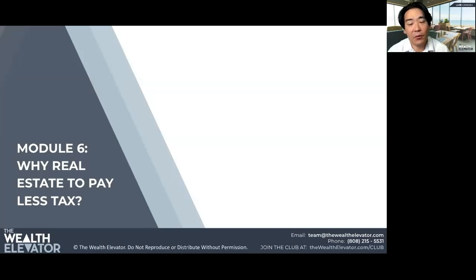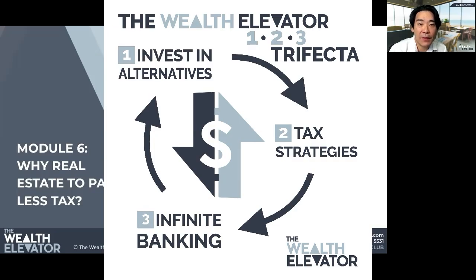Module 6, one or two parts of the tax section. Taxes is such a big, important part of our world. It is one of the sides of the triangle, which is investing in alternative investments. Secondly, is taxes, where you get a lot of passive losses to unlock a lot of these different strategies. And then, of course, infinite banking.